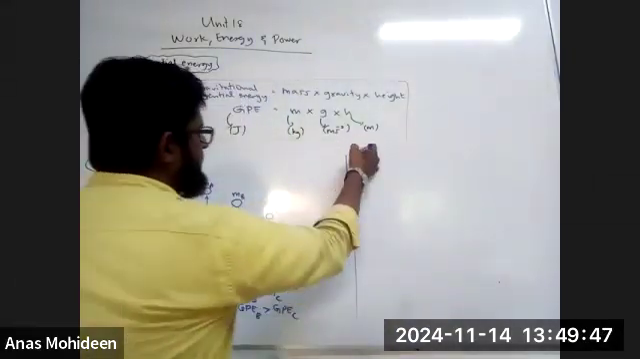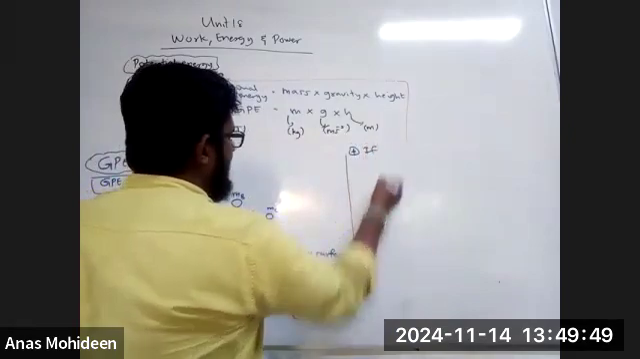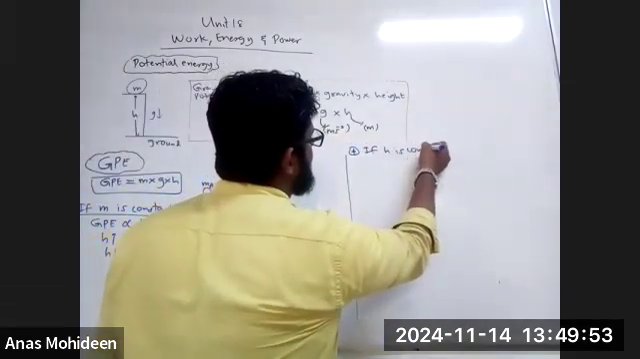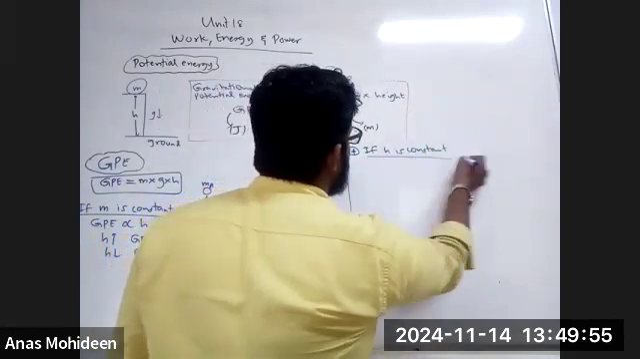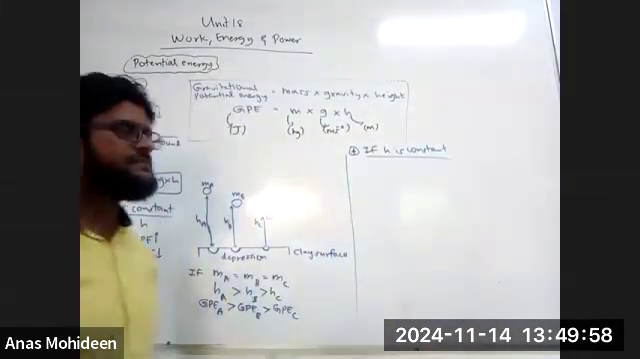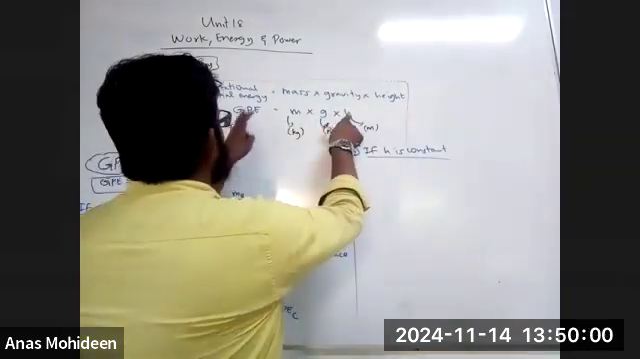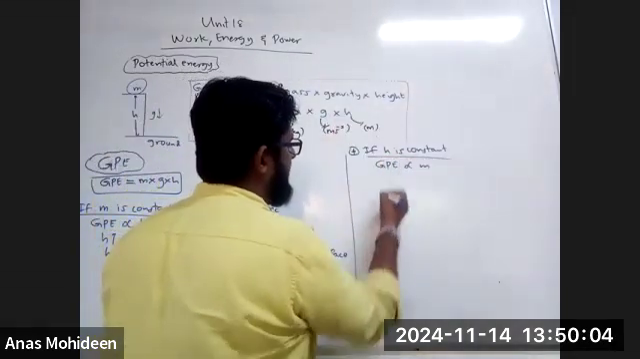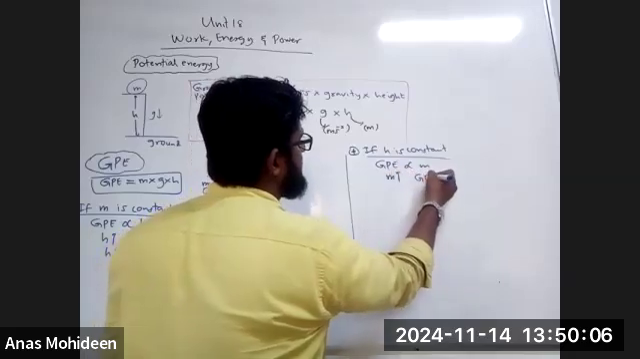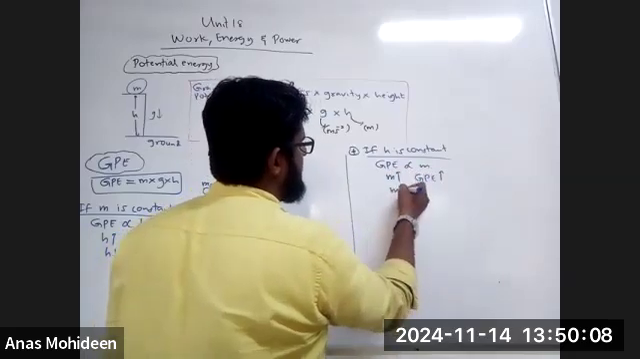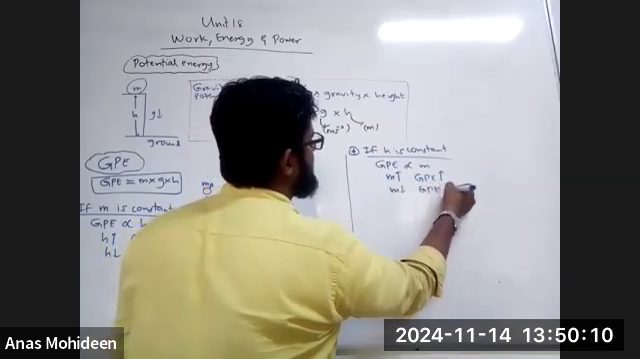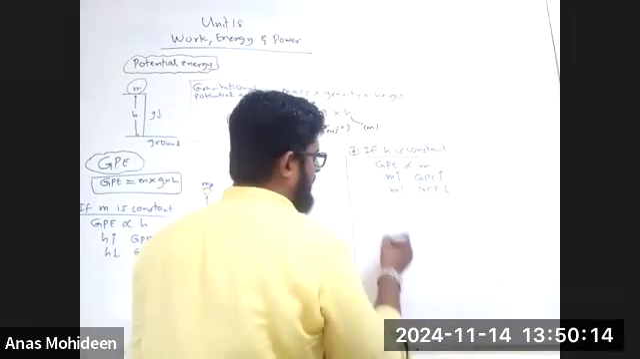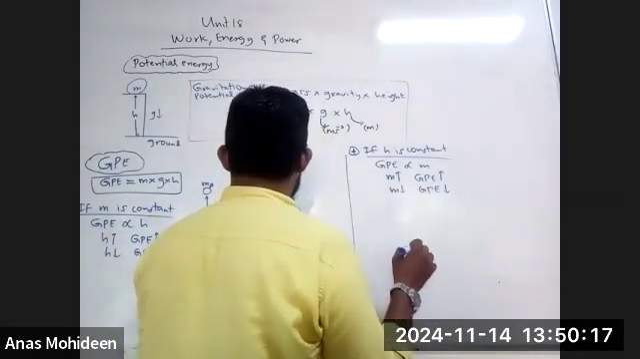Now look at the second point. Now I'm going to take the height as same. If h is constant, these two are directly proportional. GPE is directly proportional to the mass. You increase the mass, GPE increases. You decrease the mass, GPE decreases.